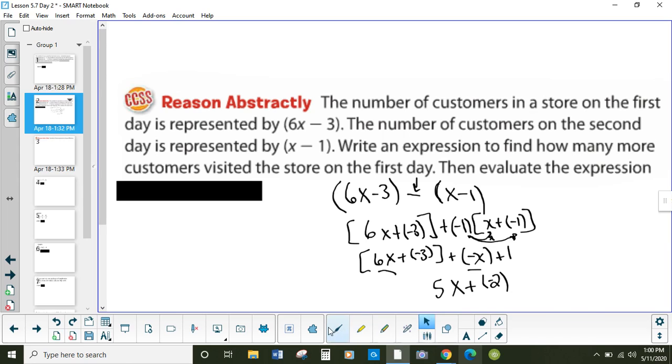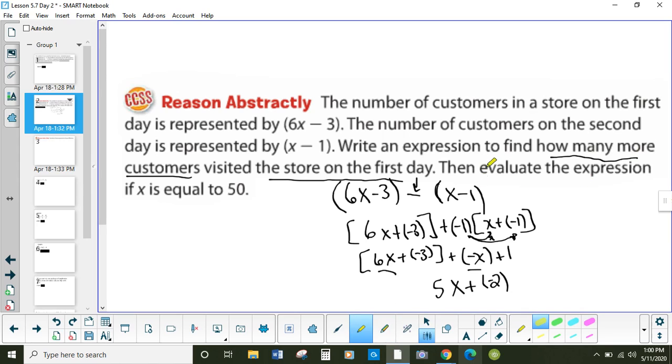And that expression represents how many more customers visited the store on day 1. That's how many more. But what we need to do now is we need to evaluate the expression. This is our new skill today. We're going to evaluate the expression if x is 50.